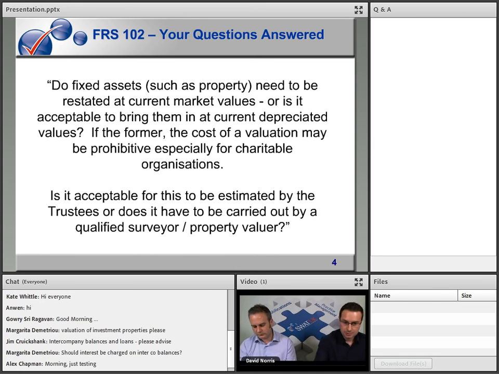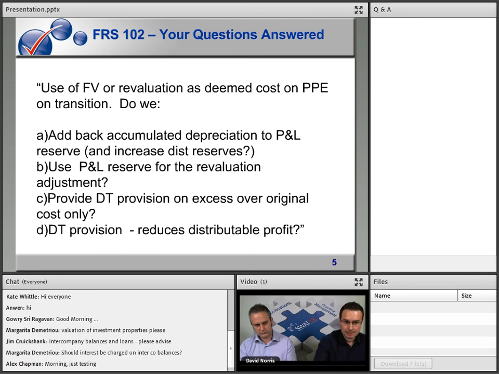Okay. So moving on to the next question. It's a slightly long one here, so bear with us. The use of fair value or revaluation as deemed cost on property, plant and equipment on transition, so relating to that in particular. Do we add back accumulated depreciation to the P&L reserve and increase this reserves? Use P&L reserve for the revaluation adjustment. Provide deferred tax provision on excess over original cost only, or in relation to deferred tax provision, does this reduce distributable profits? Okay, interesting question.